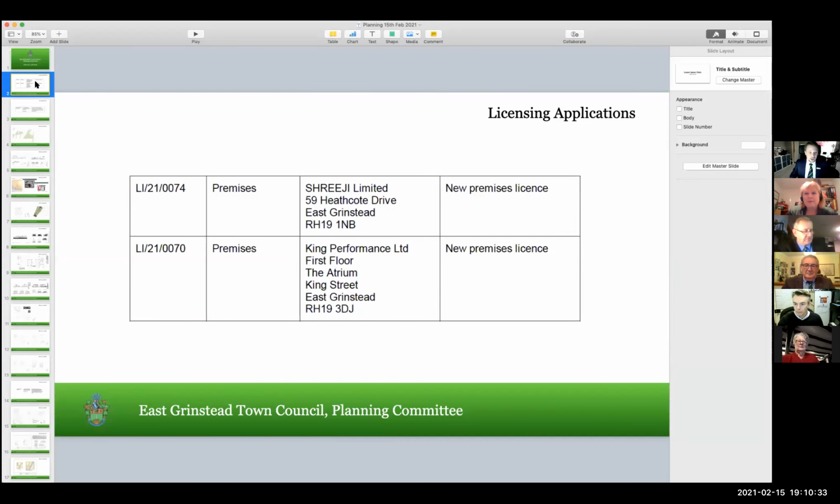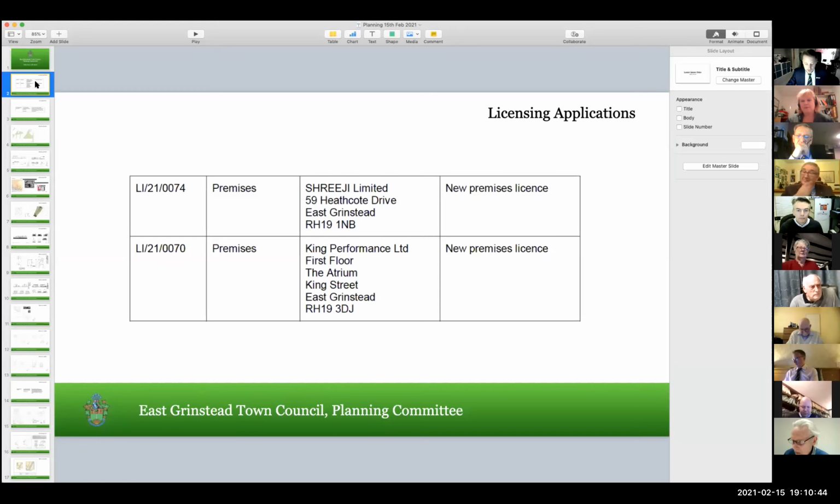The first bit is licensing applications. We have 2 applications tonight. See them both on my screen there. I'd normally be minded to refer these to the licensing officer at Mid Sussex District Council unless there are any specific comments that anybody wants to make on either of these applications. So on the first application, does anybody have any specific comments on that at all? No. And on the second one, are there any specific comments at all?